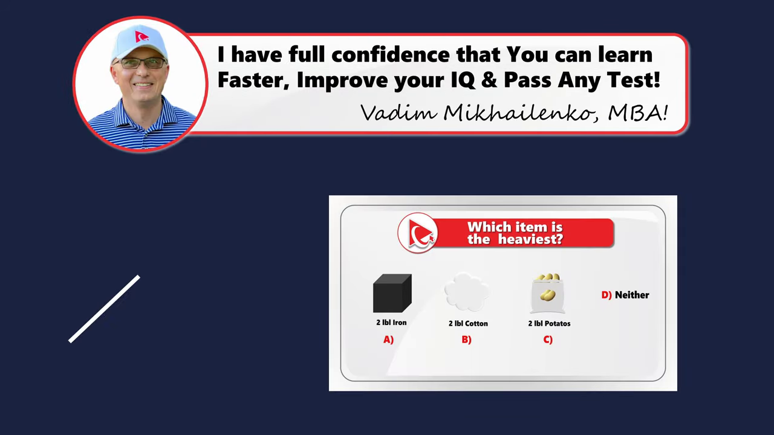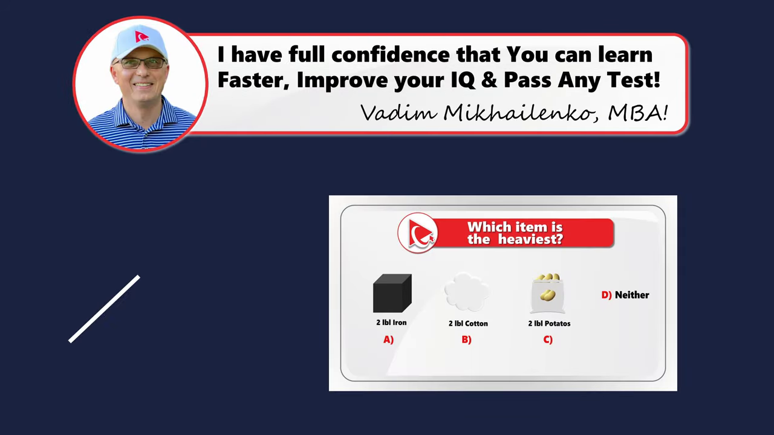But the confusion here is that the density of these objects is different. Density is a measure of how much mass is packed into a given volume. Iron is much denser than potatoes or cotton. This is why, if you have to compare the volume occupied by each object, the iron will take up less space than the potatoes or the cotton. Presented images are very misleading and were designed to confuse you. So, the correct answer here is choice D, neither object, since neither object is the heaviest.